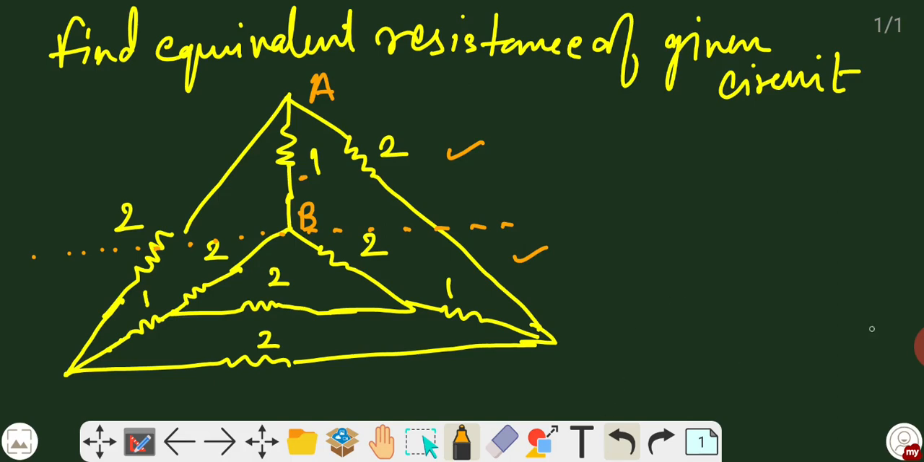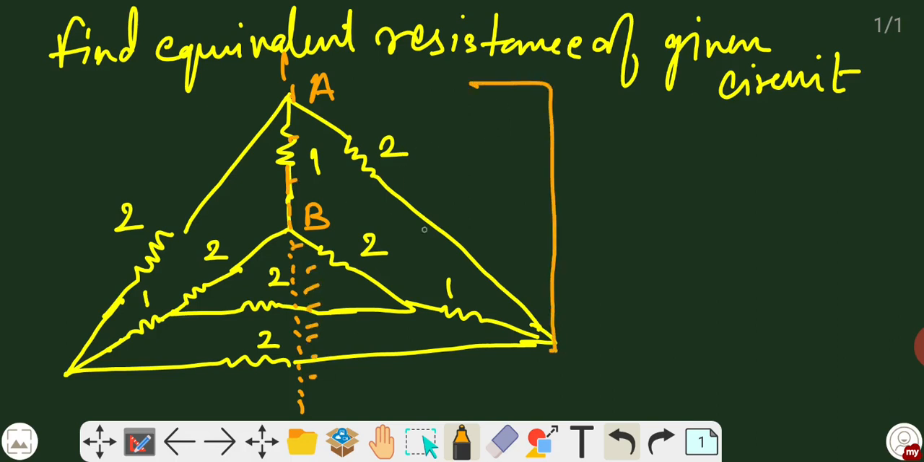So we will apply the vertical symmetry like this. Now when you have applied the vertical symmetry, it seems like a mirror image. This whole portion is similar to this portion. See, the positions of the resistances are the same. At this point it is 2, at this point it is also 2, at this point it is 1, at this point it is 1. So let us consider the points over here: this is point A, this is point B, this is point C, and this is point D.